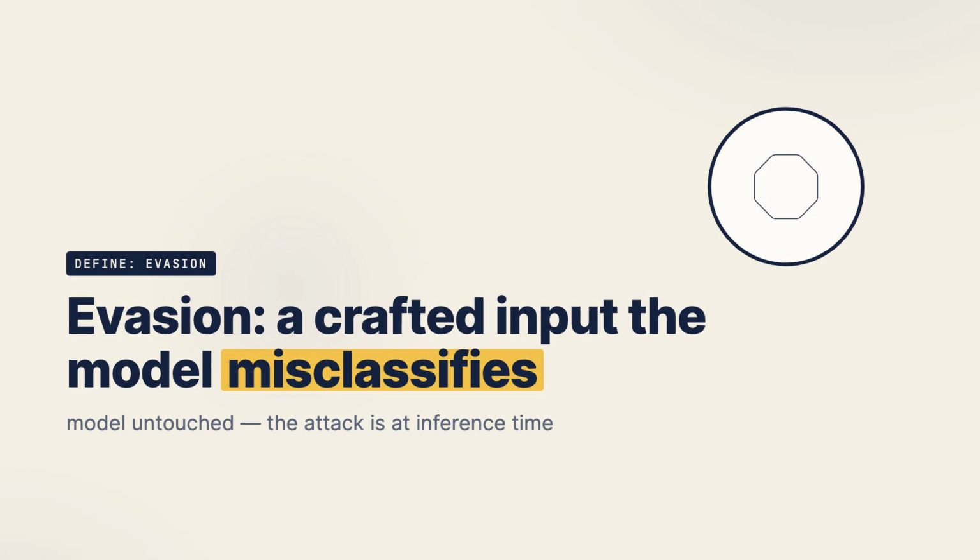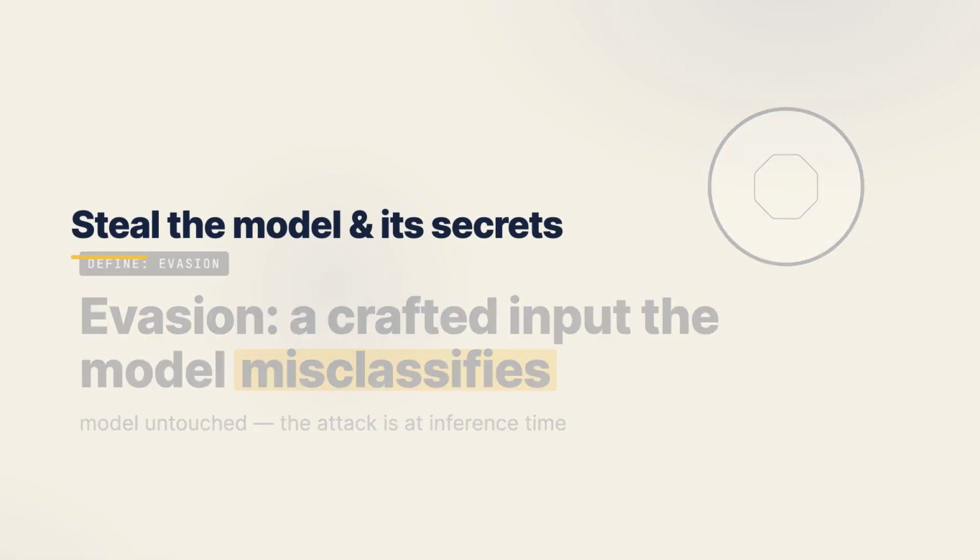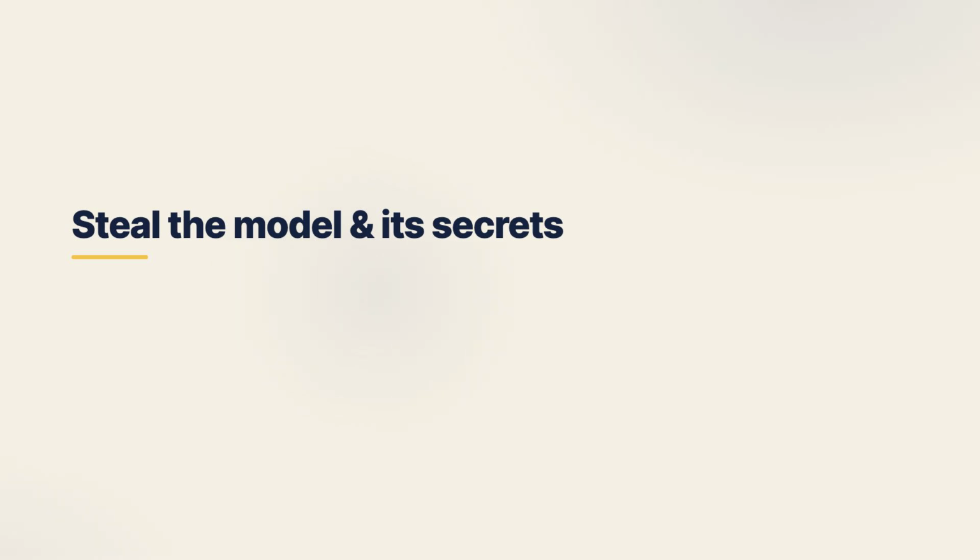It's when an adversary feeds a trained model a carefully crafted input, an adversarial example, that a human would read normally, but that the model misclassifies. The model and its training are untouched. The attack happens entirely at inference time, by exploiting the model's decision boundaries to push one input across the line on purpose. Now the other three attacks, stealing the model and its secrets by querying.